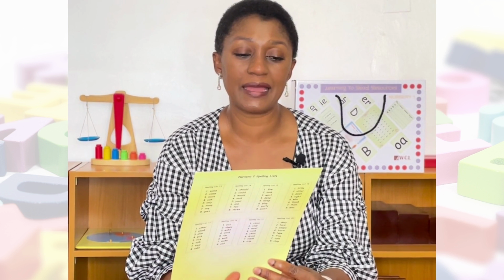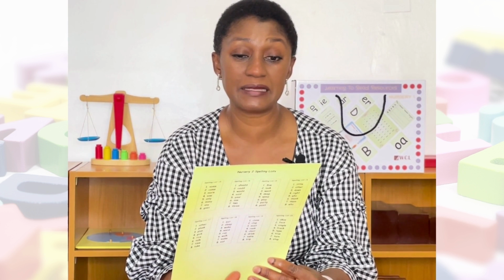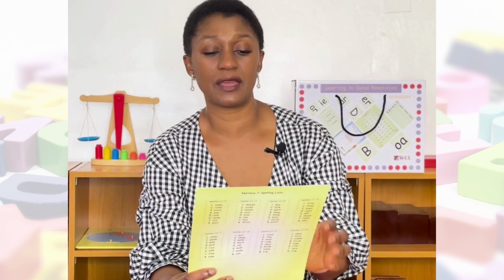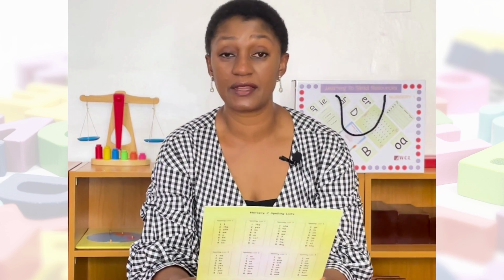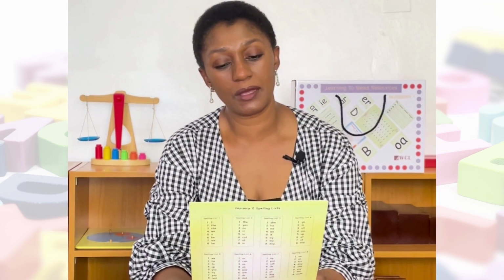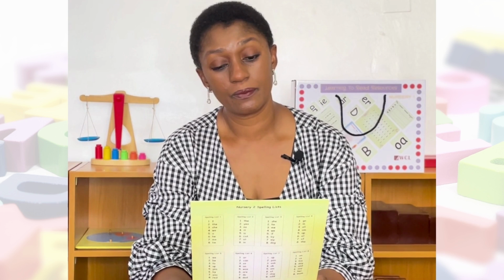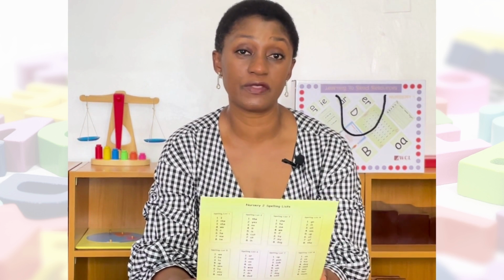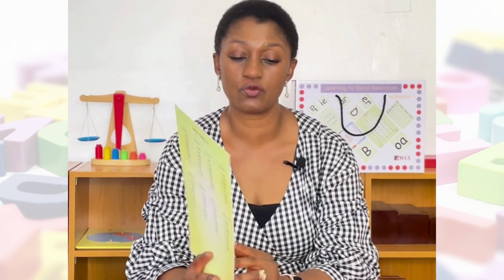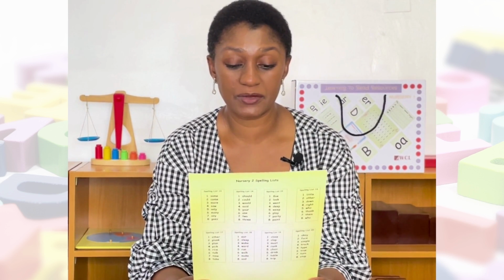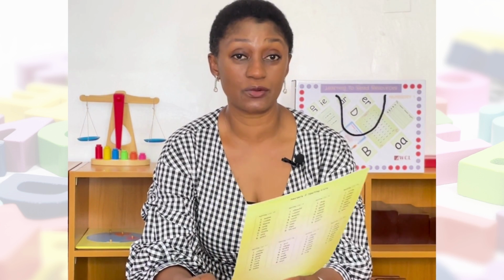So the idea of the spelling list is that you go one after the other, and on this list there are 20 of them. So the idea is that by the time you are in your third term, you would have completed all of this in Nursery 2 with the child, and the child should by then have developed this skill of spelling words correctly.